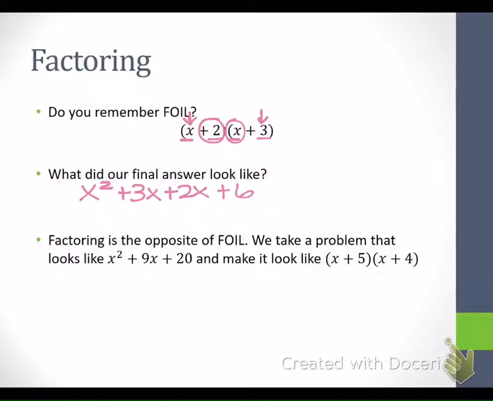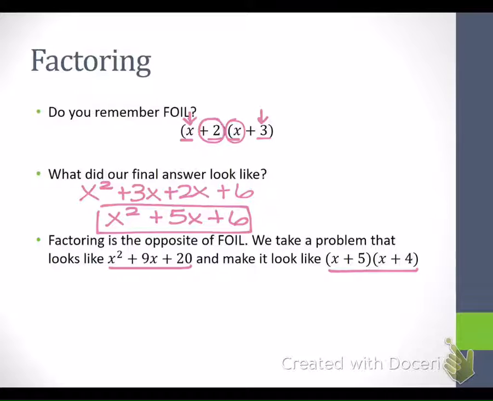Now remember, if I FOIL correctly, the middle two terms will be alike, and I will combine them. So x squared plus 5x plus 6. So when we FOILed our binomials, when we multiplied two binomials together, we ended up with a trinomial. So factoring is going backwards. It's the opposite of FOIL. We're going to take a trinomial, and we are going to make it look like two binomials that are multiplied. All right? So factoring is going backwards. We're taking the trinomial and we're breaking it down into two binomials.